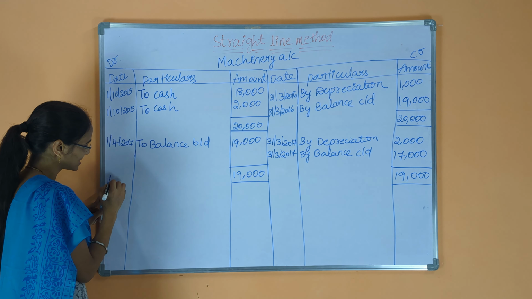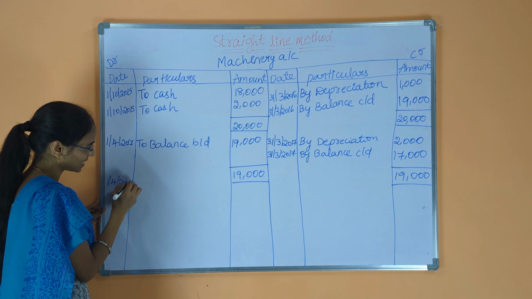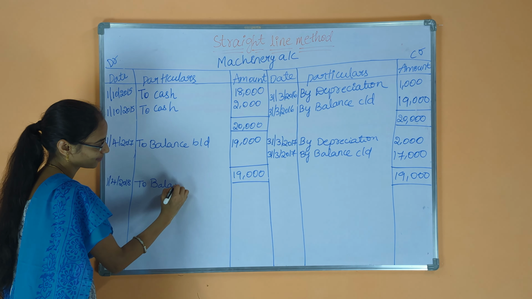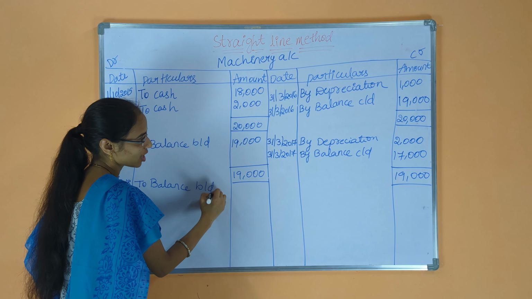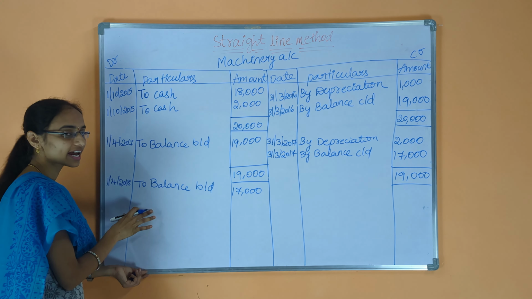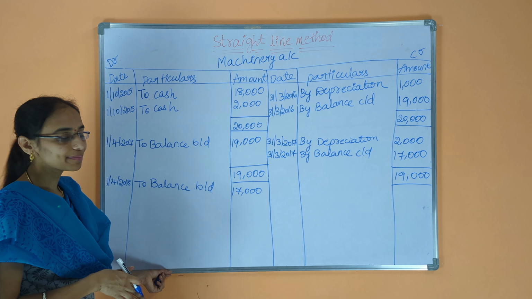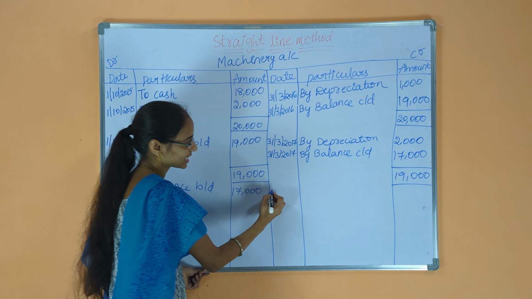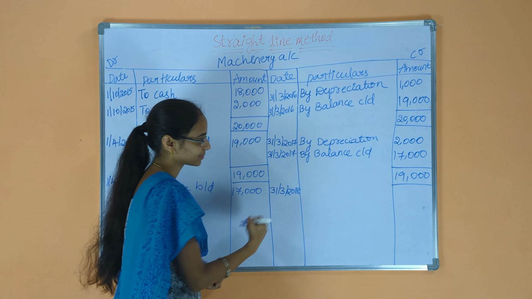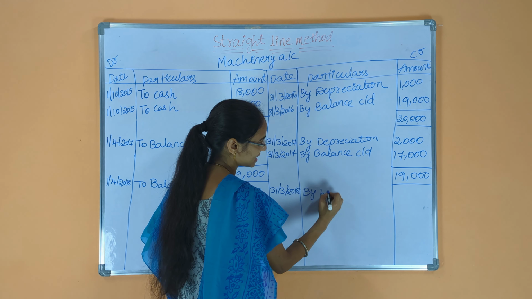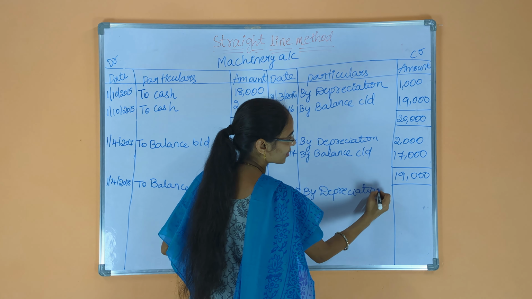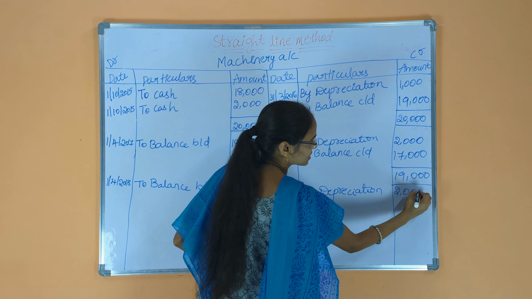Okay, next year opening is 1st April 2018. To balance brought down, how much is the amount? 17,000. In this year also we won't purchase any machinery. Now coming to the credit side, it is 31st March 2018. By depreciation, the amount is rupees 2,000.